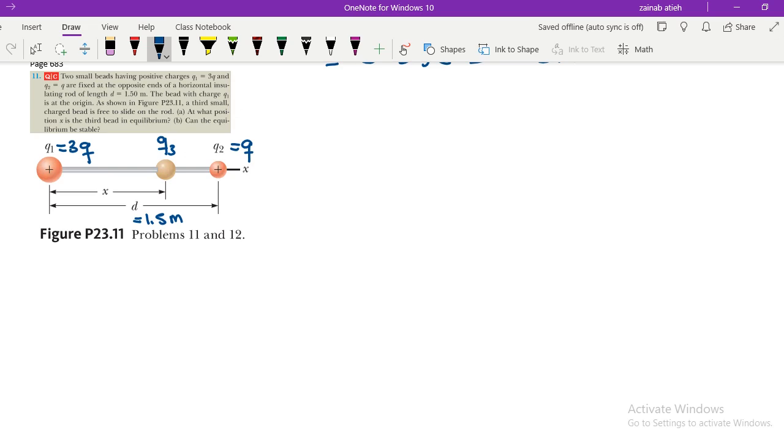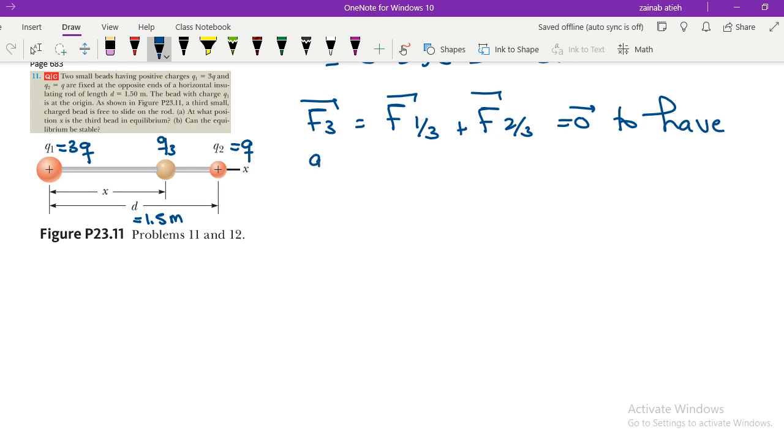Okay, so what are the forces acting, or the sum of forces acting on Q3? What are the forces acting on Q3? The one coming from Q1 and the one coming from Q2. So I find the total force acting on Q3, then I equate it to 0 and try to find the distance, which is x. Okay, so F3, which is the force acting on 3, which is equal to F1 on 3 plus F2 on 3, must be equal to 0 to have Q3 at equilibrium.